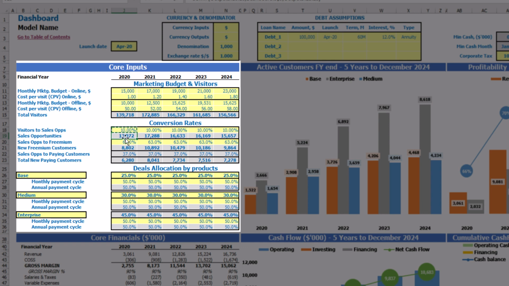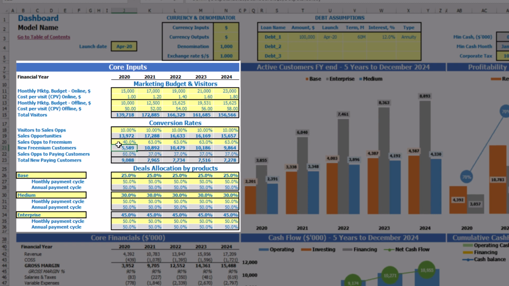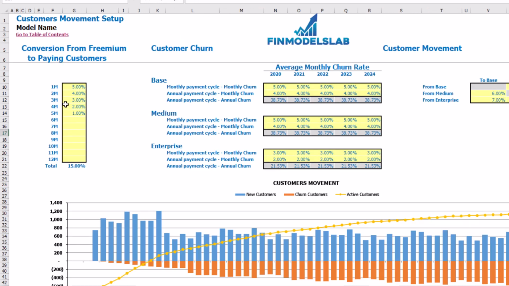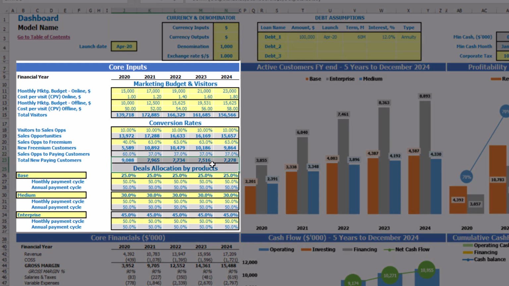The next step is to convert these sales opportunities to freemium or directly to paying customers. Let's pretend 40% will be converted to freemium customers, and the last 60%, which is 100% minus 40%, will be converted to paying customers directly, without freemium stage. Additionally, you need to input on the customers movement tab your conversion rates from freemium to paying customers across the months, which I will explain a bit later. And as a result, you will have the new paying customers by years.